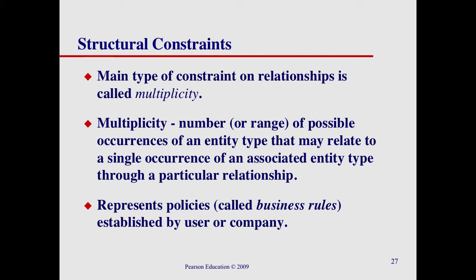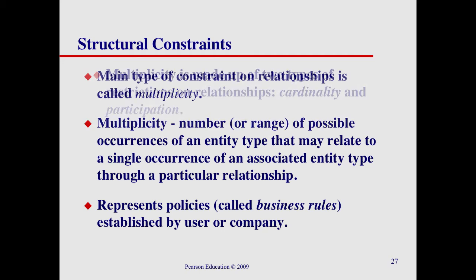Those business policies, such as no realtor can manage more than 100 properties. So this type of constraint is called a multiplicity constraint. And we break multiplicity into a range, a minimum and a maximum number. The minimum number is called the participation rate, and the maximum is called the cardinality.